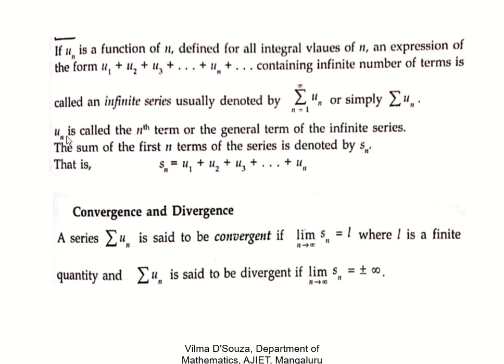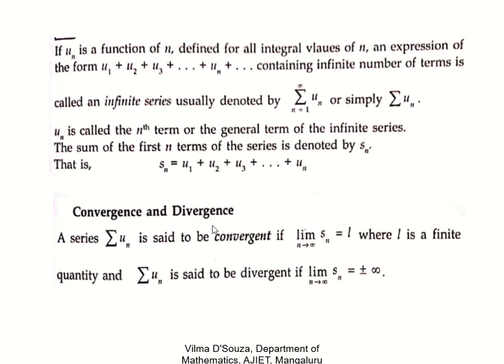Here un is generally called the nth term or the general term of the series. u1 stands for the first term, u2 the second term and so on. The sum of n terms of the series is denoted by Sn. The sum of the first n terms of the series is denoted by Sn. So Sn is u1 plus u2 plus u3 etc. plus un.